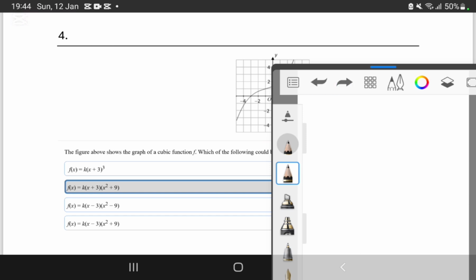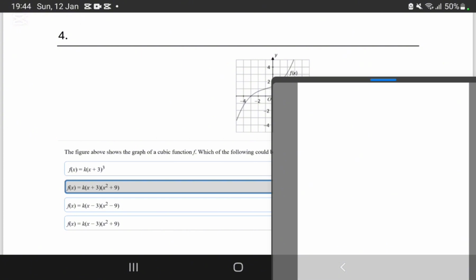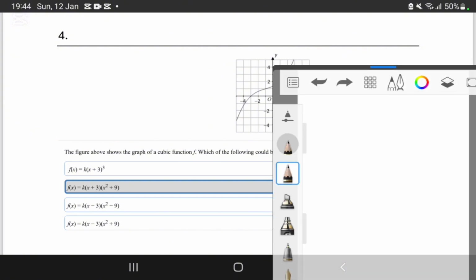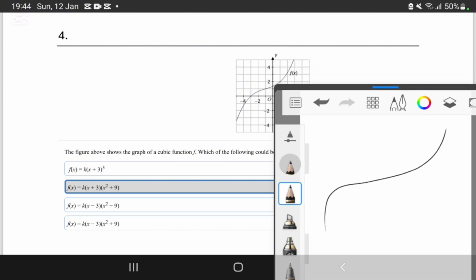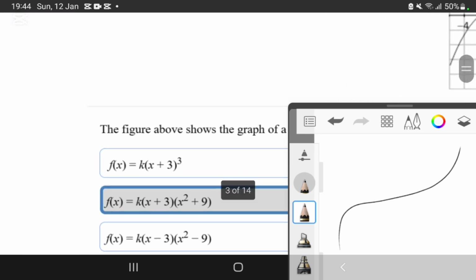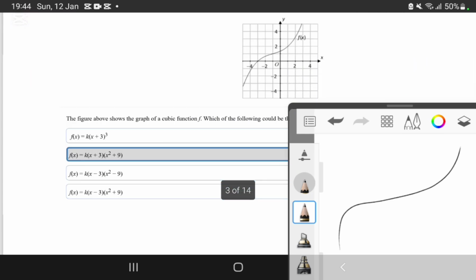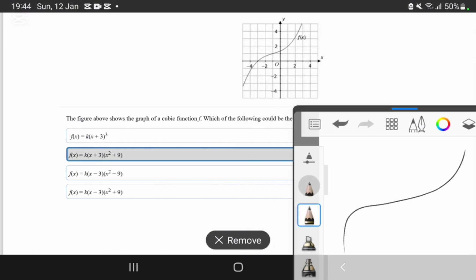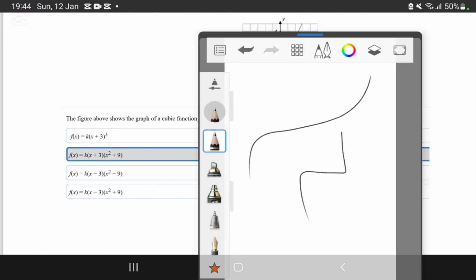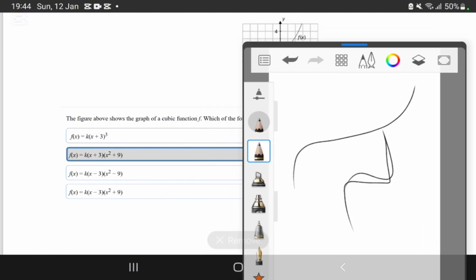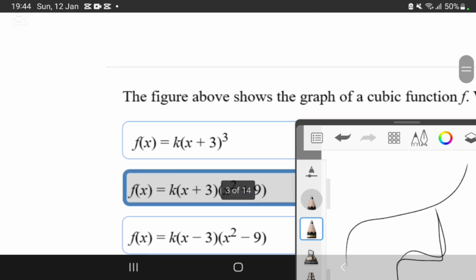So let's say if the graph was smooth like this, it would be what we have right here, x plus 3 times x squared plus 9. But if it were like this, okay, it would be the first option.